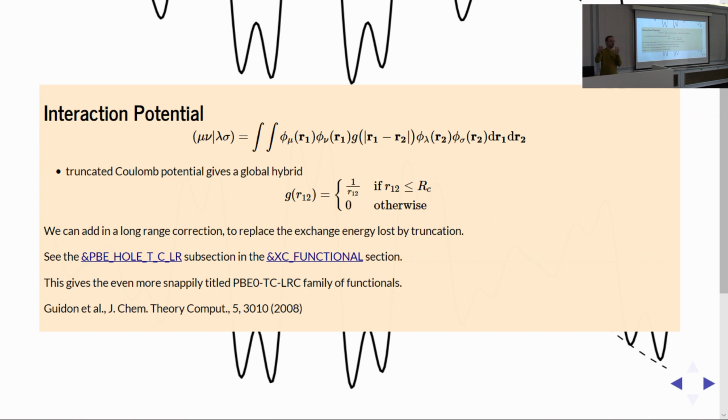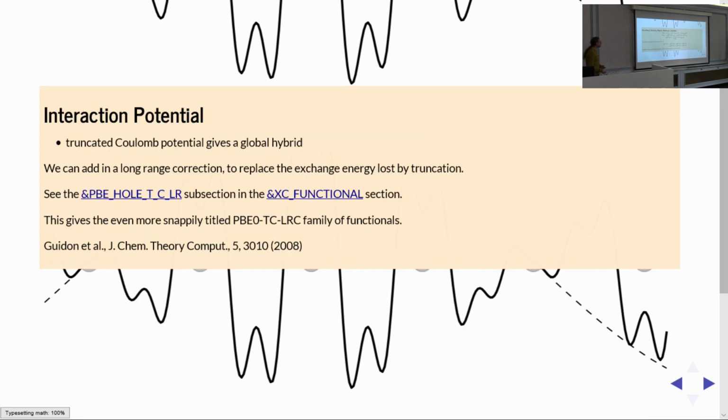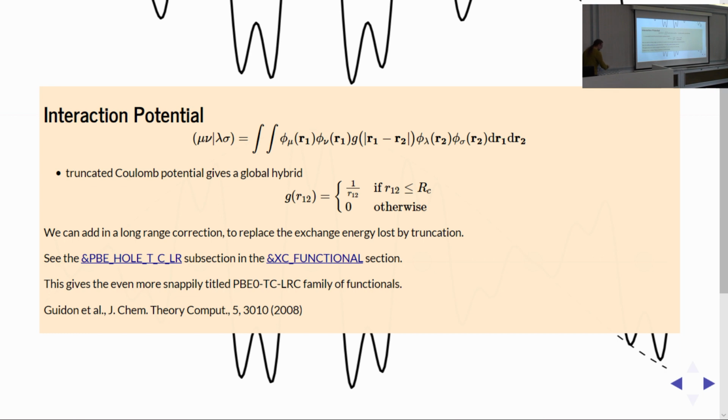So if you want to have a large cutoff radius, something that's pretty close to a full hybrid functional, you'll need a box size that's 12, 14 angstroms in all dimensions. So those are the ingredients for the basic hybrid functional calculations.